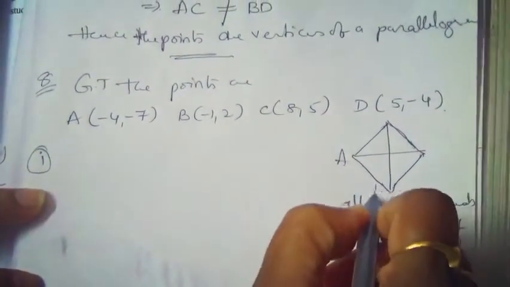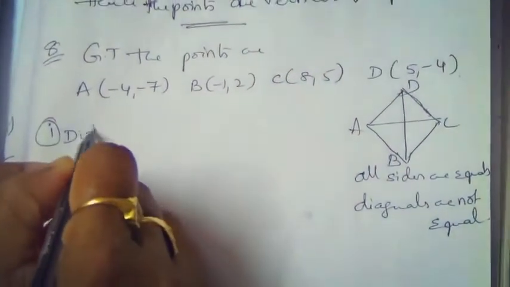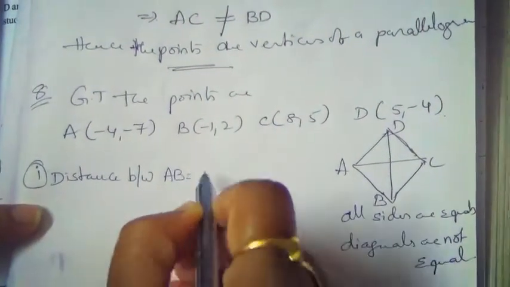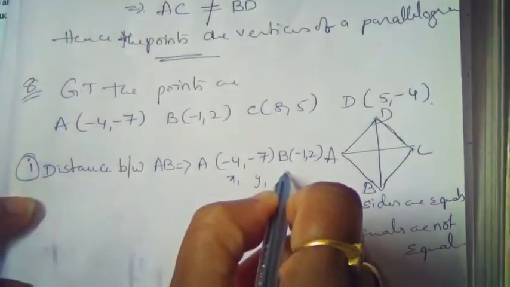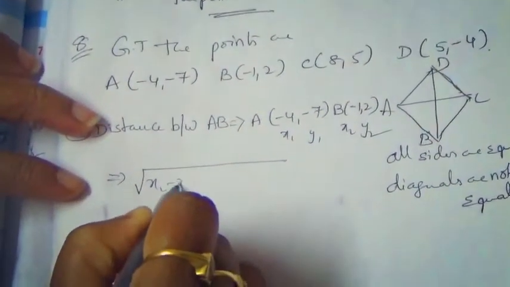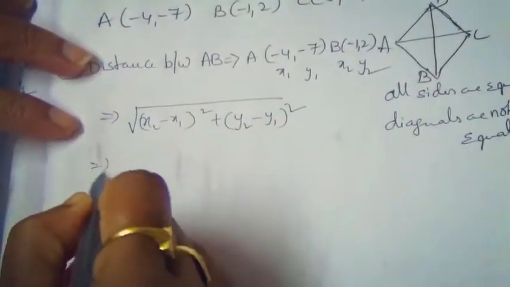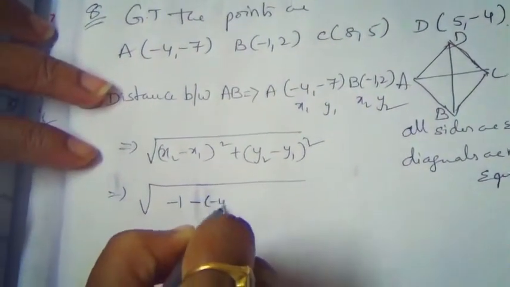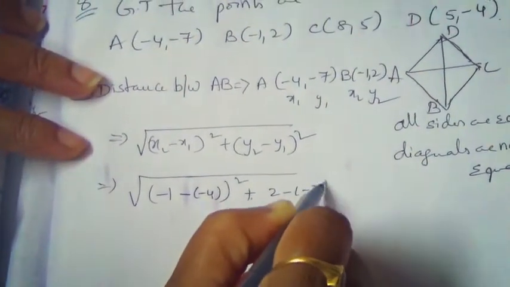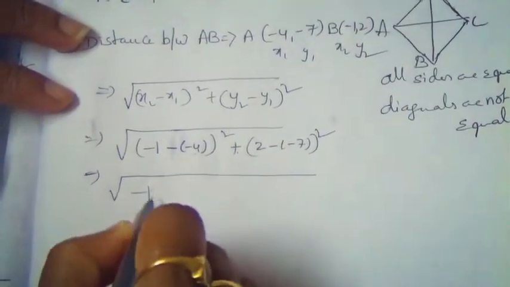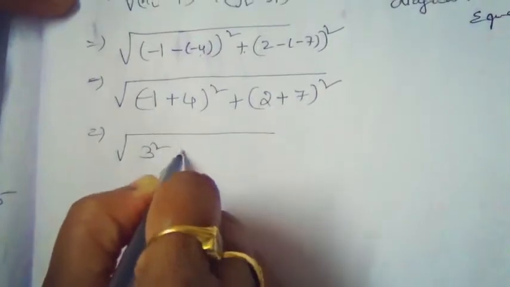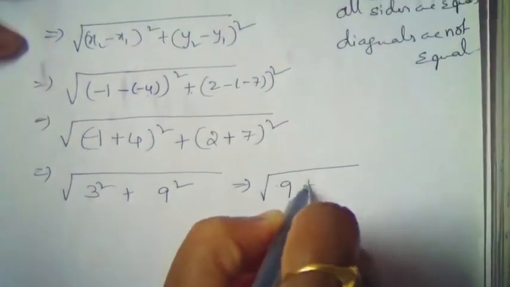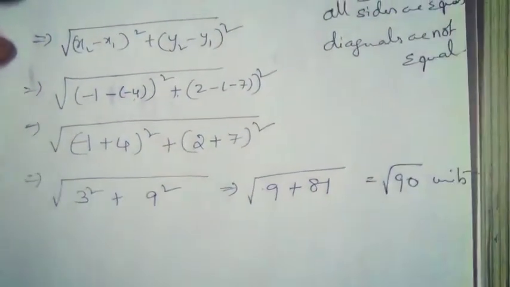So first, what are the sides A, B, C, D, right? Distance between AB. What is A? Minus 4 comma minus 7. What is B? Minus 1 comma 2. Let us take these values as x1, y1, x2, y2. What is the distance formula? x2 minus x1 whole square plus y2 minus y1 whole square. That implies substitute these values: minus 1 minus of minus 4 whole square plus 2 minus of minus 7 whole square. That implies square root of 3 square plus 9 square. That implies square root of 9 plus 81. That implies square root of 90 units. It is the first one.